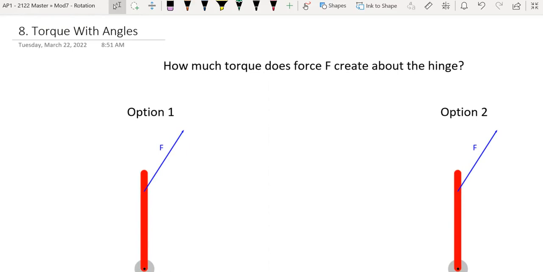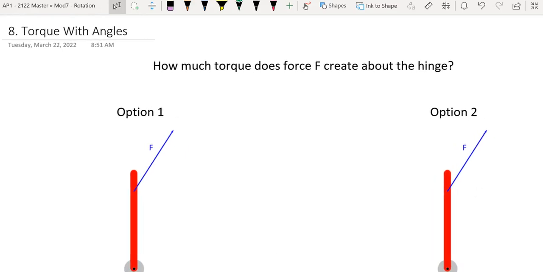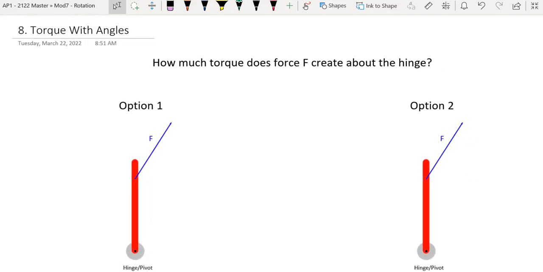I want to talk you through the two options that you have to figure out how much torque a force makes when there's some angle stuff going on. What we have said so far is that torque, by definition, is the product of R and F. But there's more to it than that, because everything that we've looked at so far involves situations in which vector R and vector F have been perpendicular to each other.